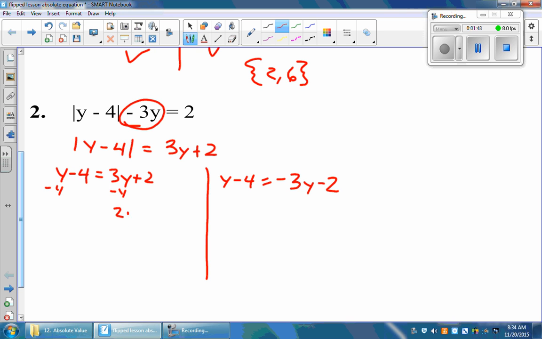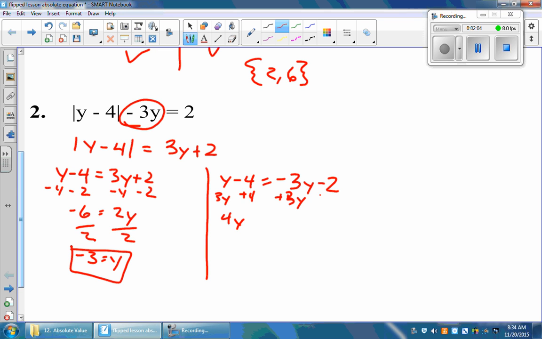Subtract 3y, bring over the 2, negative 6, divide by 2. So we get y equals negative 3. The other one, let's add the 3y over. 4y plus 4 equals 2. So y equals 1/2. So I think my answers right now are negative 3 and 1/2.